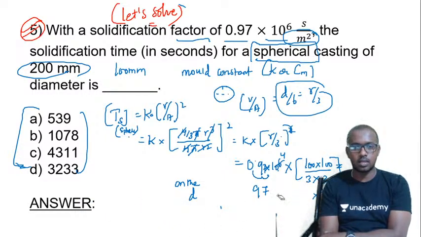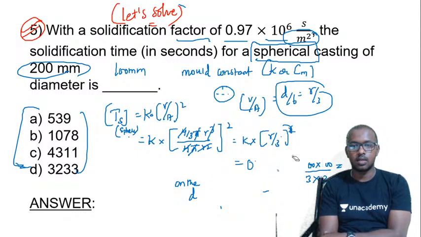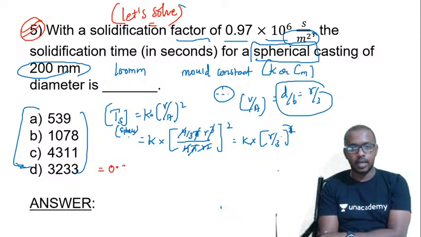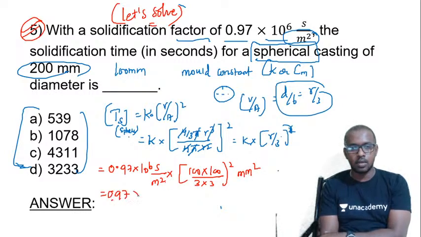Wonderful, Abhishek. That's not the answer, Abhishek sir. Let me tell you what is the answer. I forgot that I'm overriding on my image, but it won't be visible. So now it is 0.97 into 10 power 6 seconds per meter square into 100 into 100 divided by 3 into 3 square. So this is mm square. So for the conversion, you write 0.97 into 10 power 6 into seconds per mm square.